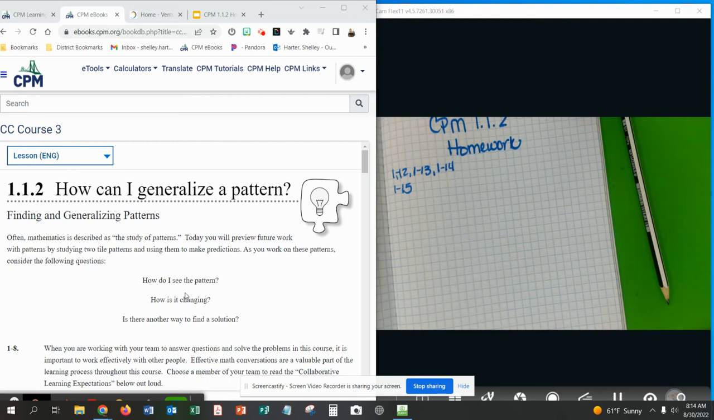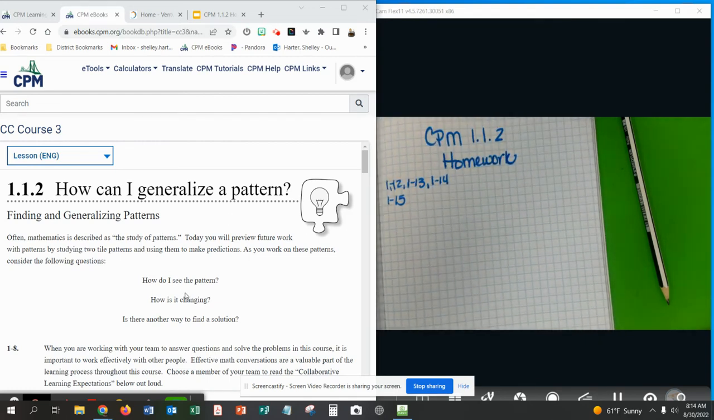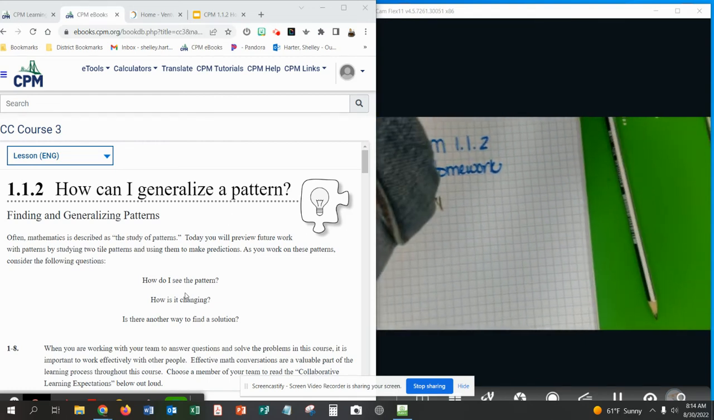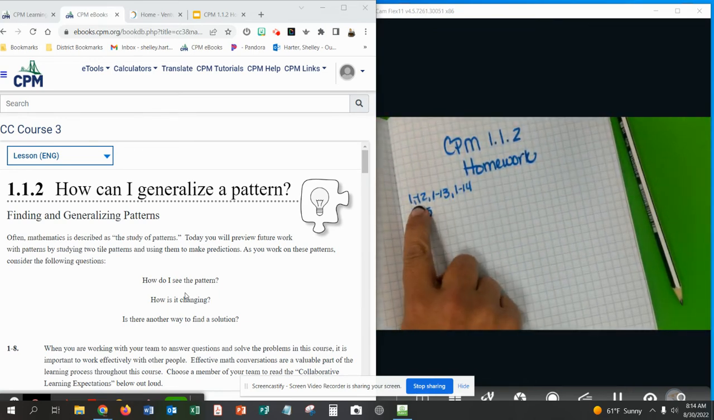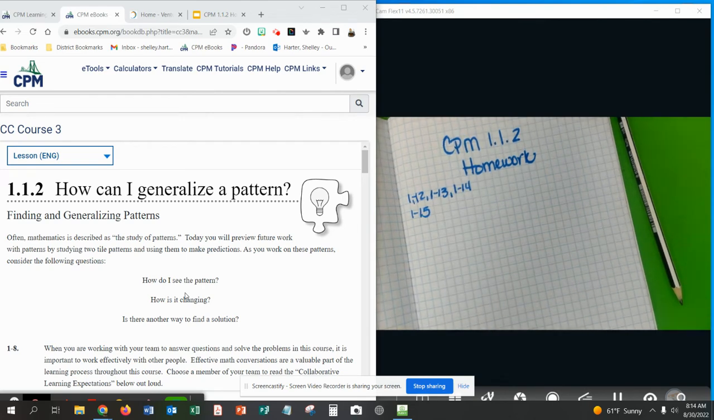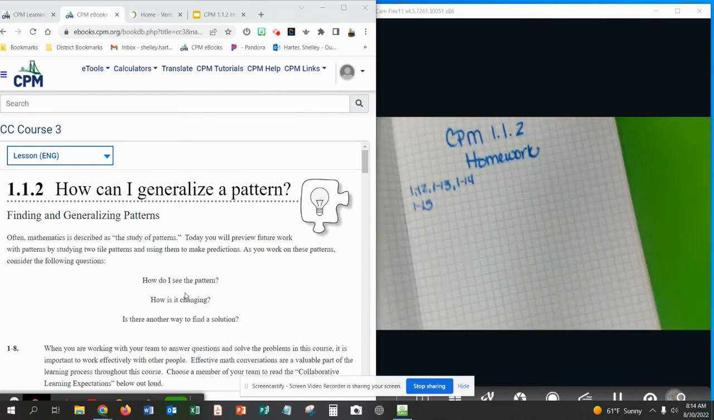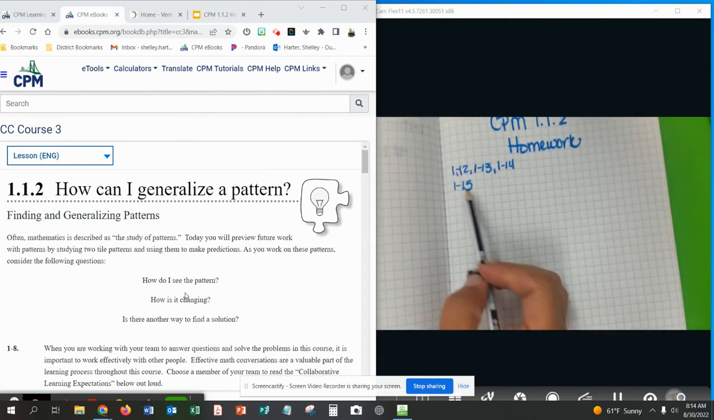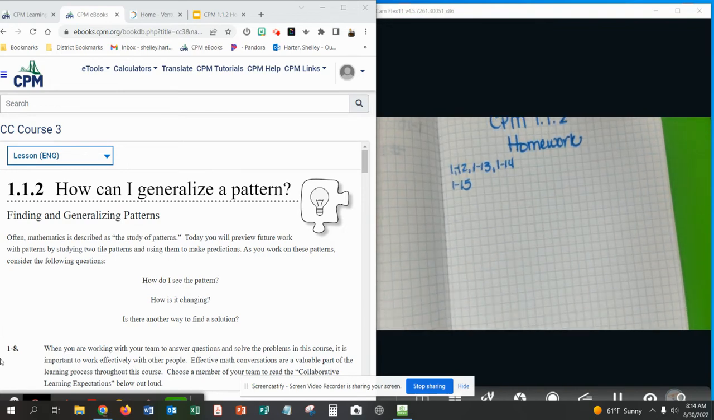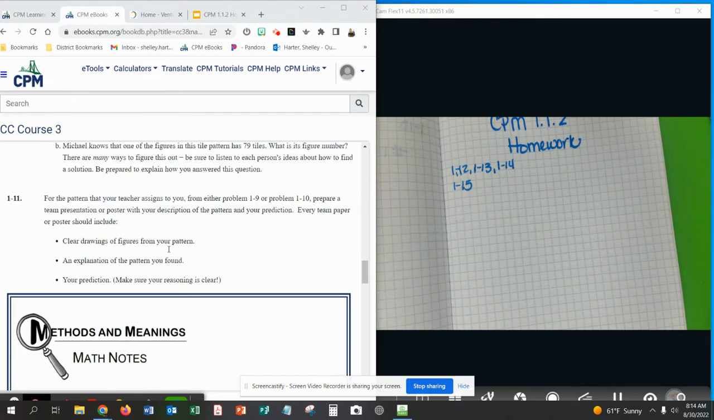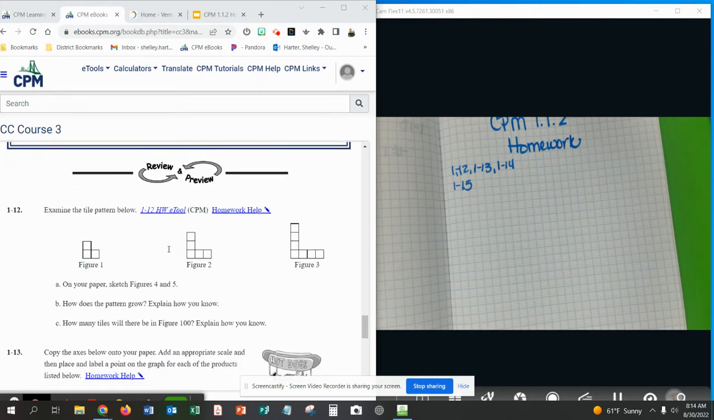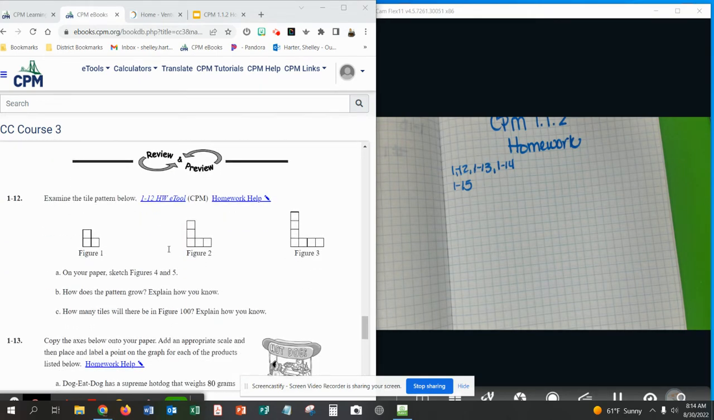Okay, hello. So this is CPM 1.1.2 homework for tonight. My general ed classes are 1-12 and 1-13 are your problems. My honors classes are the extra two problems, so I will go over those. I just don't want to give all the homework away, but my focus today is really on 1-12.